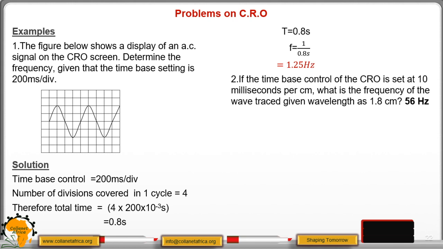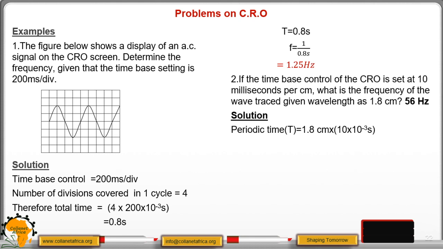Then question number 2, or example number 2: if the time base control of a CRO is set to 10 milliseconds per centimeter, what is the frequency of the wave traced, given that the wavelength is 1.8 centimeters? Now remember that the wavelength is the distance covered by one signal. So we can proceed as follows.